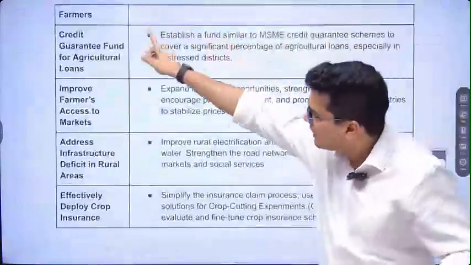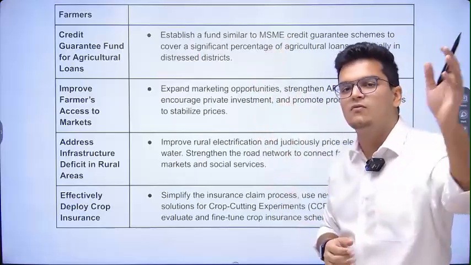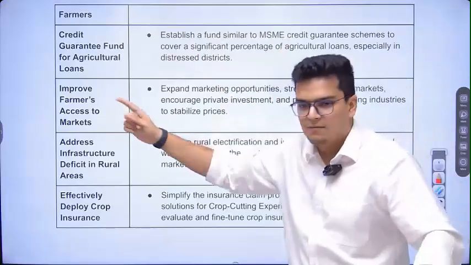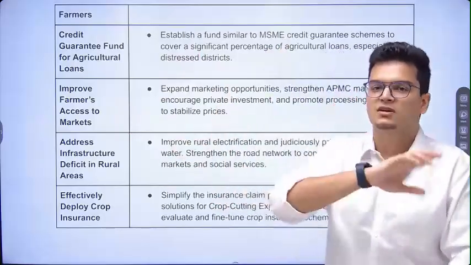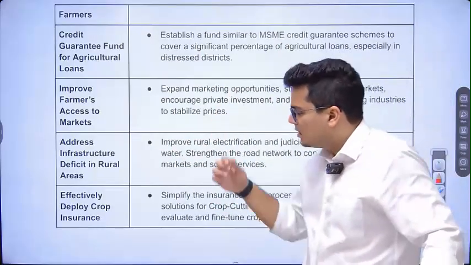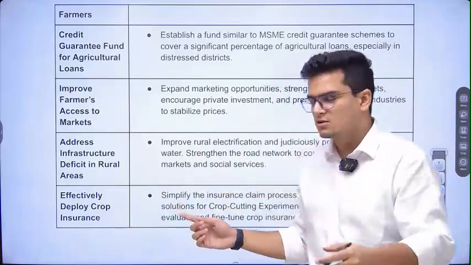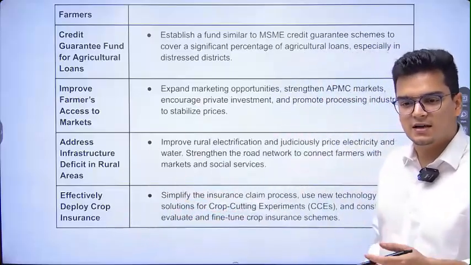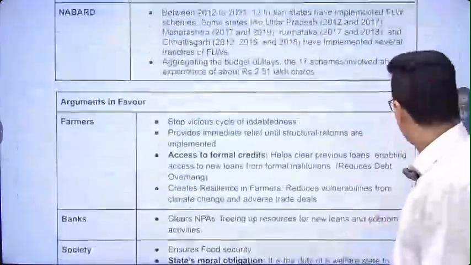You make a credit guarantee fund for agricultural loans, the way there is an MSME guarantee fund, but you don't waive off loans blindly. You have to increase farmers' access to the market and make better infrastructure for better price realization in agriculture. Then ultimately, like we read, credit is also a function of insurance. So if you are effectively deploying crop insurance, the indebtedness in the agricultural sector will anyway stop. Similarly, now let us read about the idea of farmer suicides.